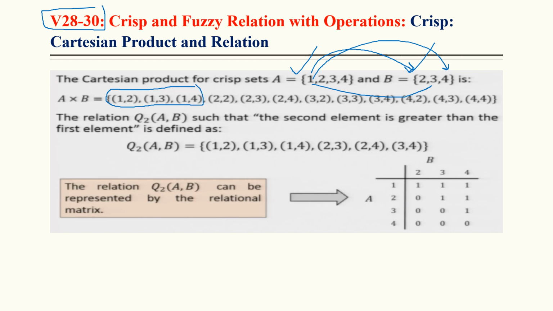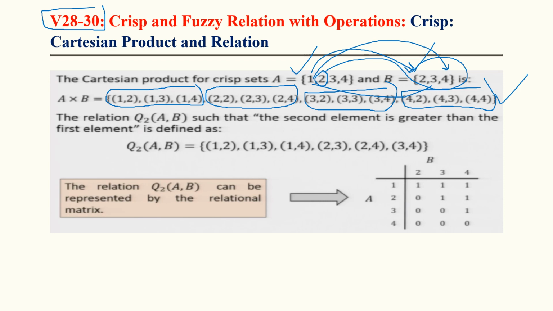Again we take the second element, that is 2, and pair it with the remaining three elements: 2 2, 2 3, 2 4, and again the third element: 3 2, 3 3, 3 4, and so on. In total 12 pairs will be there. So this is the Cartesian product of a crisp set.